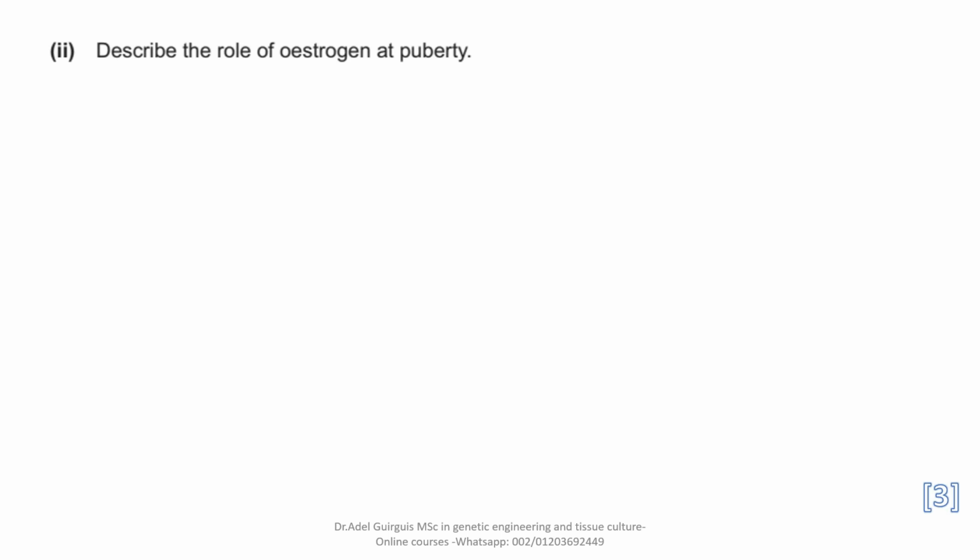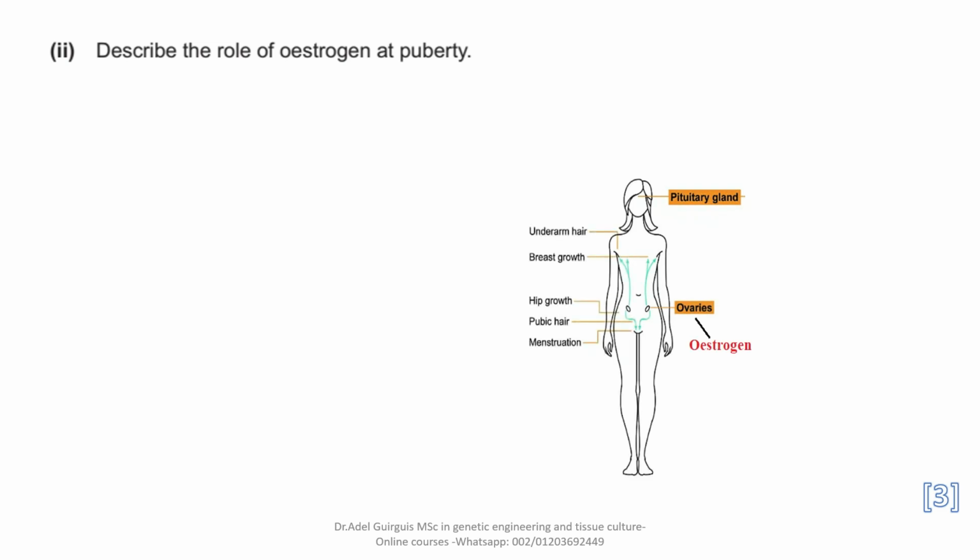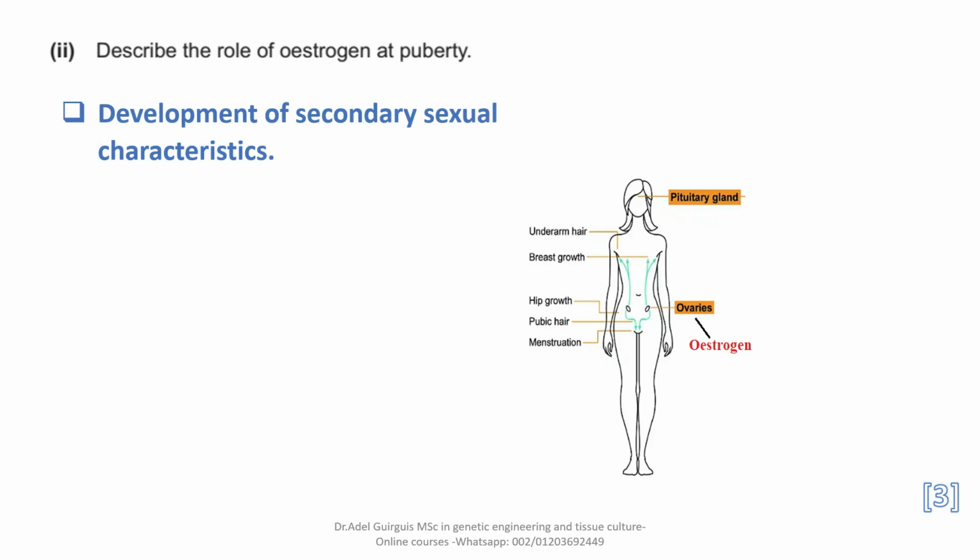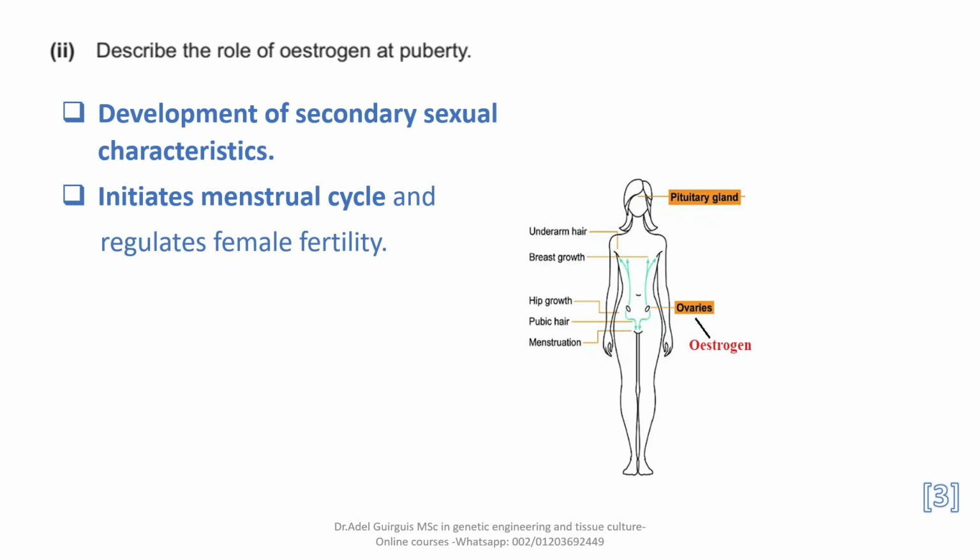Now, describe the role of estrogen at puberty. What is its role? Here, the development of secondary sexual characteristics is under the control of the pituitary gland. Certain hormones from the pituitary gland reach the ovary to encourage the ovary to produce estrogen. Estrogen is responsible for development of secondary sexual characteristics, initiates the menstrual cycle, and regulates female fertility and ovulation in the mid-cycle for a regular cycle.